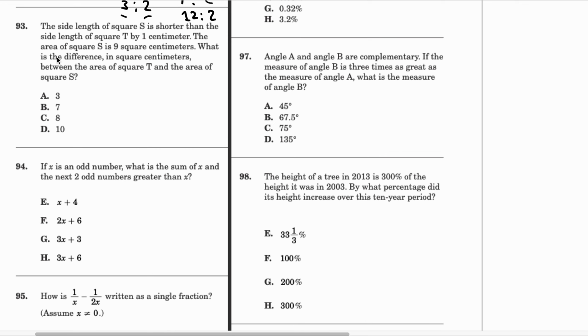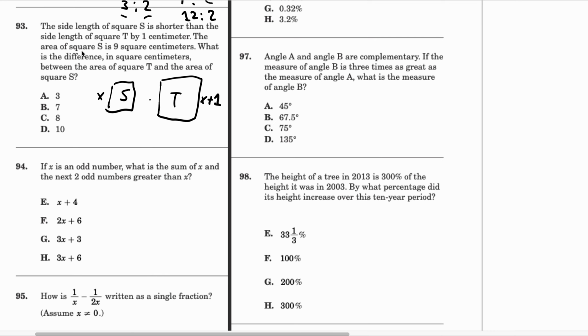Okay, so 93, we have a square S, and we're told that the side length of the square is shorter than the side length of square T by 1 centimeter. So let's draw that out, actually. So we have S, and I'm going to call the side length of S X, and then we have T. If the side length of square S is shorter than the side length of square T by 1 centimeter, then the side length of square T is going to be X plus 1 centimeters, which makes the side length of S 1 shorter.